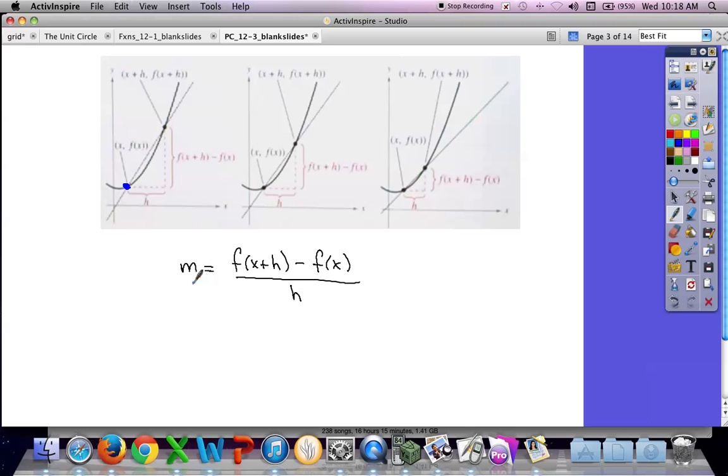So this is how we did it. M equals y2 minus y1 over x2 minus x1. It's just that x2 is x plus h, and x1 is x. So when you subtract, you just get h. H is the difference here. That's the difference quotient.